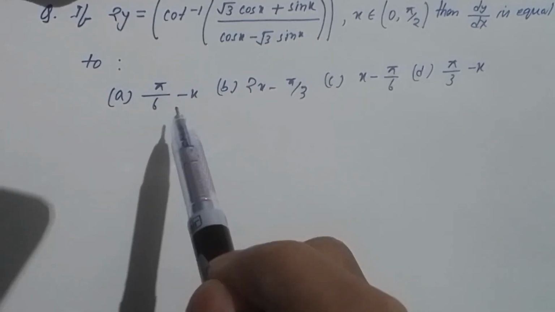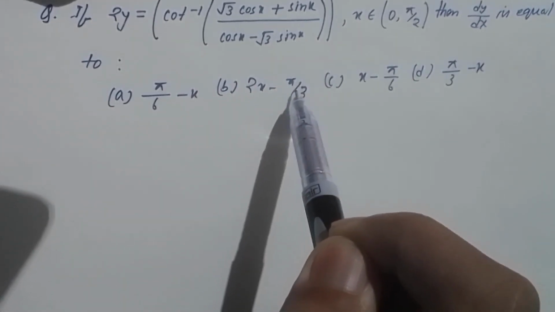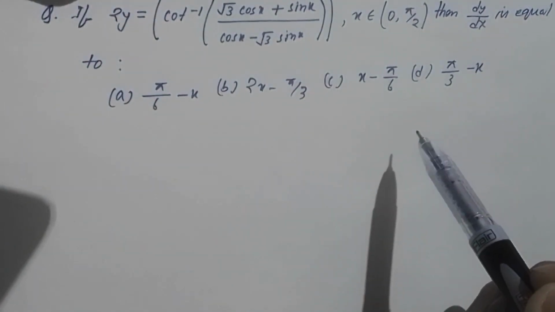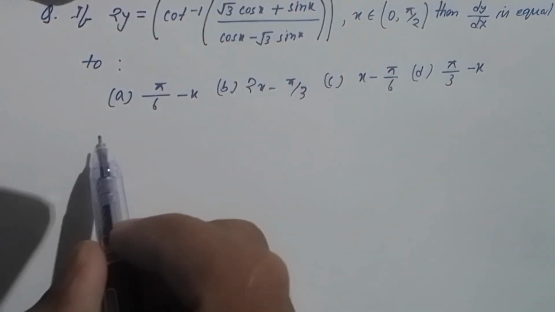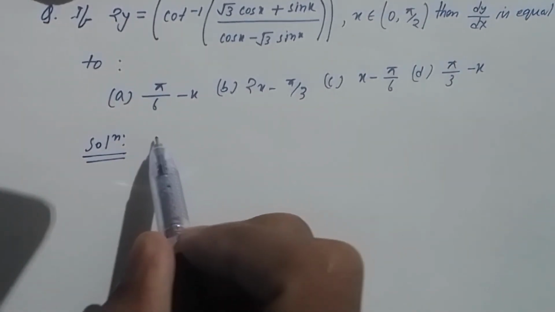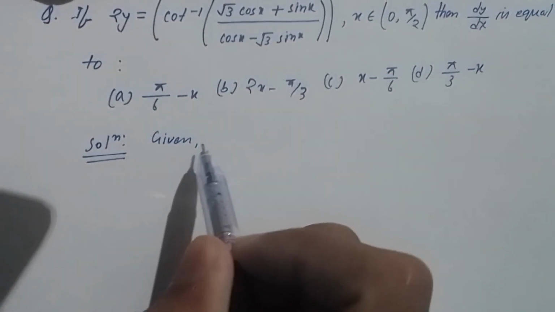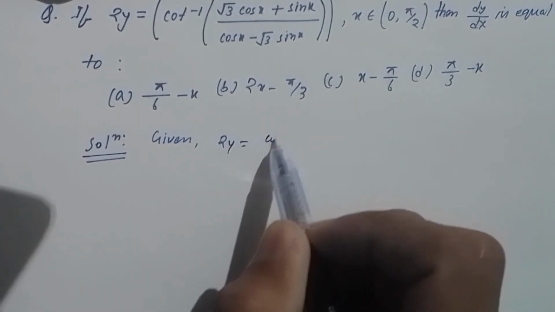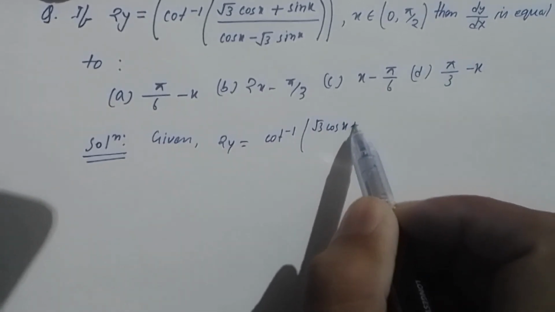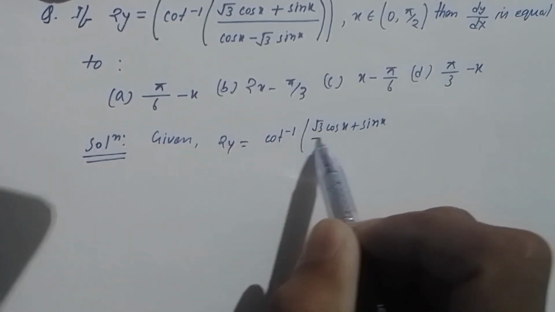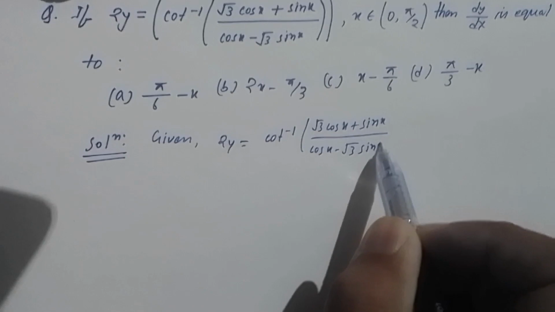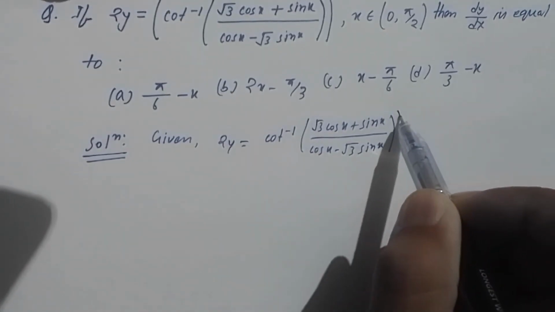Here we are given some options, and we have to choose which one is correct. A, pi by 6 minus x. B, 2x minus pi by 3. C, x minus pi by 6. D, pi by 3 minus x. Let's solve this. Solution. Given 2y is equal to cot inverse of ((root 3 cos x plus sin x) divided by (cos x minus root 3 sin x)) whole square.